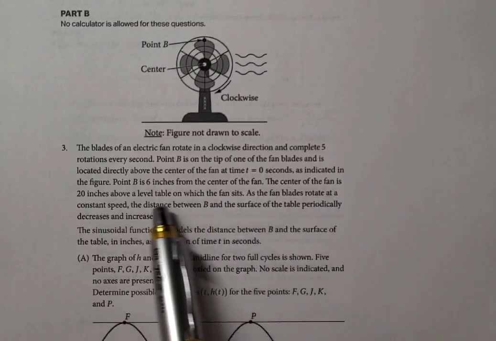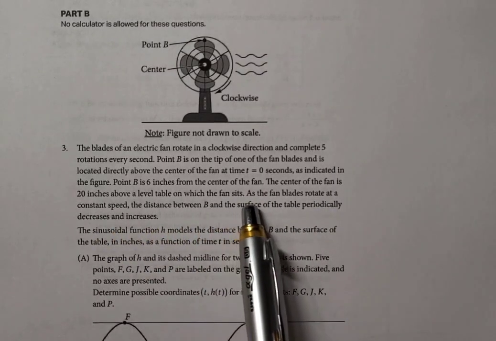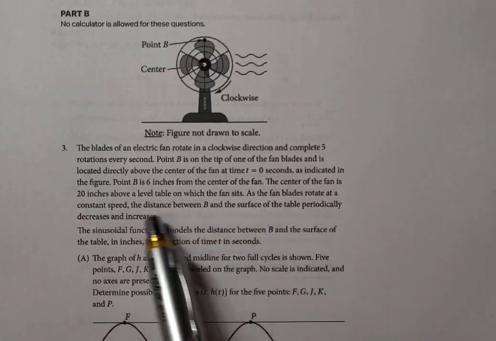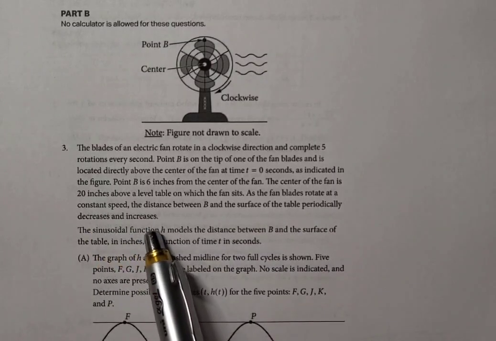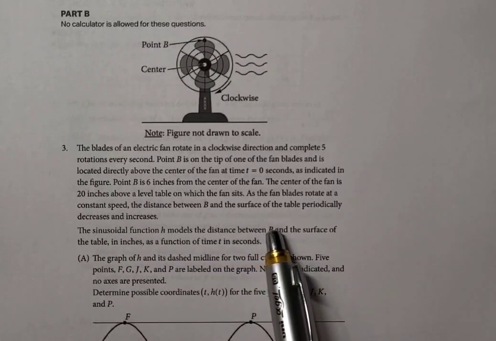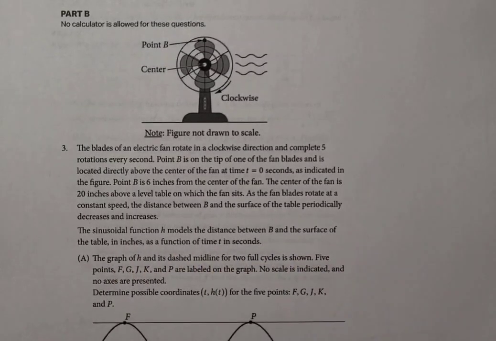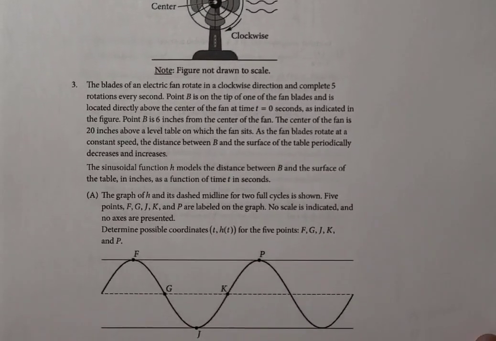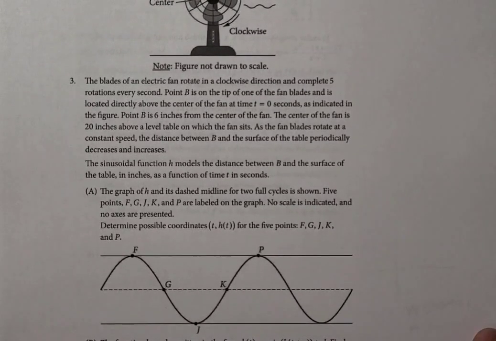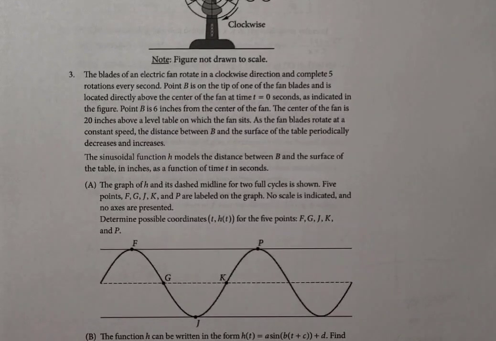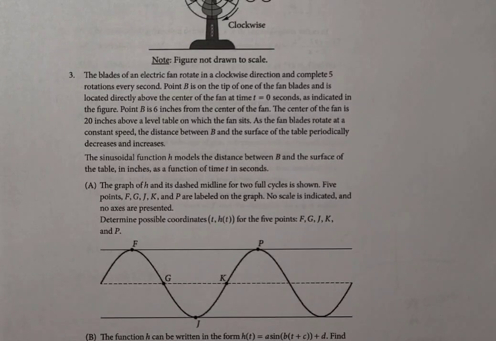As the fan blades rotate at a constant speed, the distance between B and the surface of the table periodically decreases and increases. Sinusoidal function h models the distance between B and the surface of the table in inches as a function of time t in seconds. The graph of h and its dashed midline for 2 full cycles is shown. 5 points F, G, J, K, P are labeled on the graph, no scale is indicated, and no axes are presented. Determine possible coordinates t, h of t for the 5 points F, G, J, K, and P.